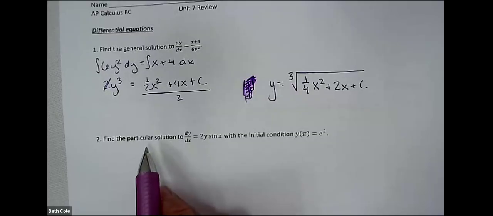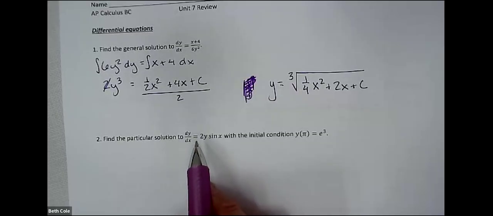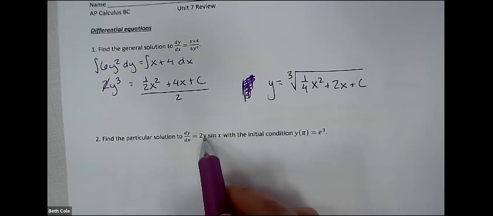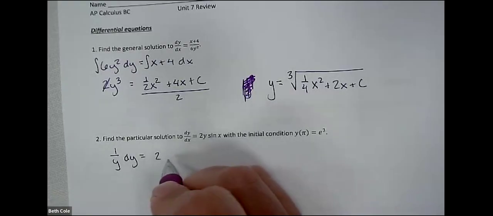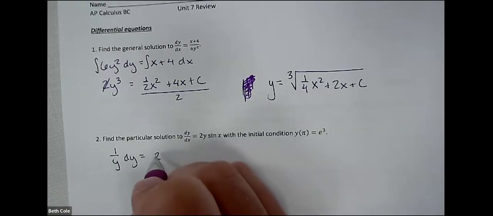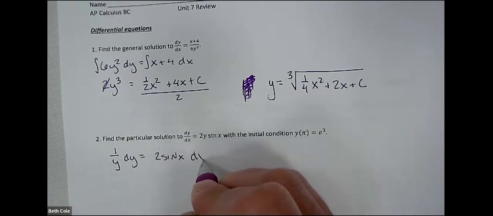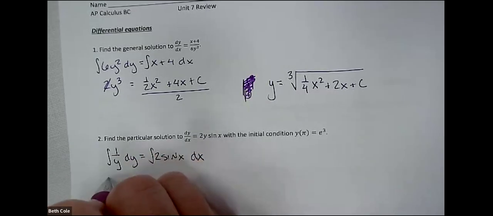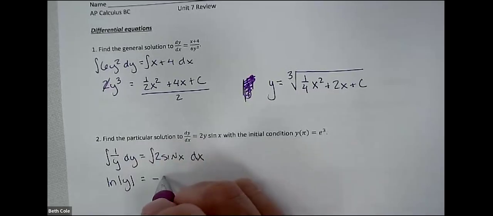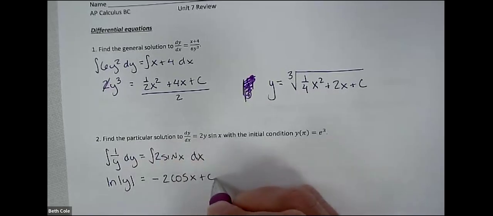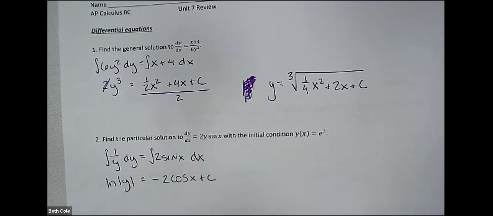All right, this one's the same exact idea, but it's a particular solution, and there's going to be a little bit of trig in here. We're going to divide the y to the other side, and we're going to multiply what's left over there, 2 sine x. We're going to multiply the dx to the other side. So this is going to be ln y. Over here, we're going to have -2 cosine x plus c. And now we need to go and actually find what c is for our particular solution.